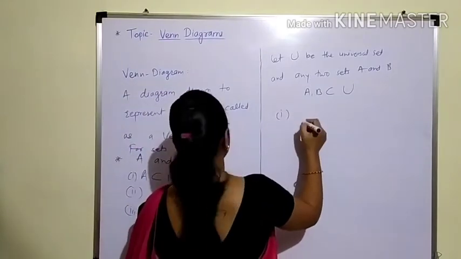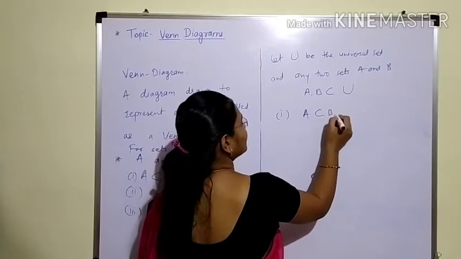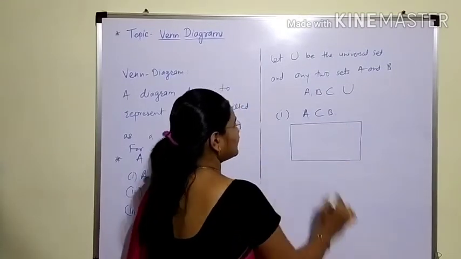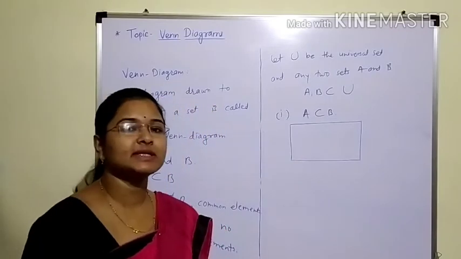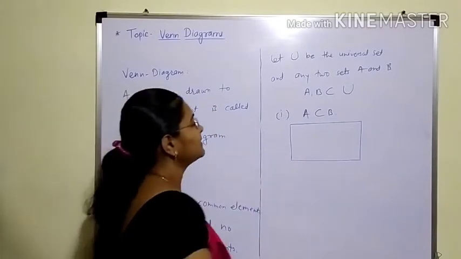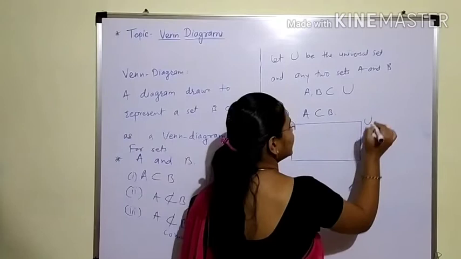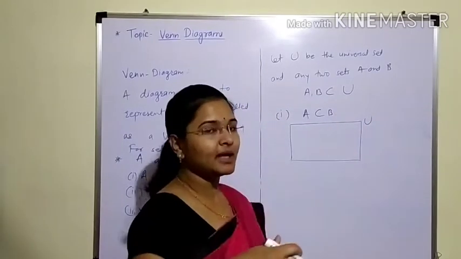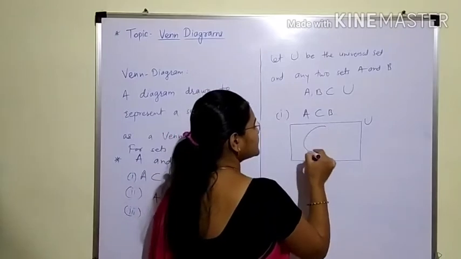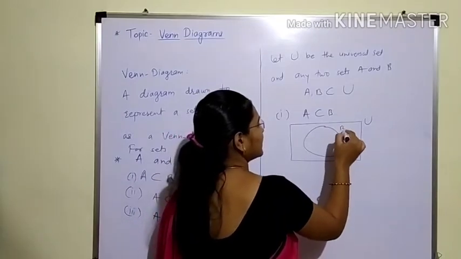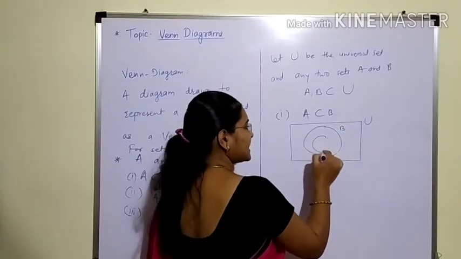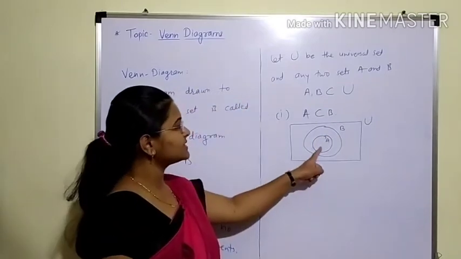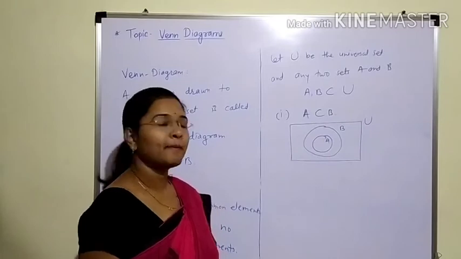First case, when A is a subset of B. These two sets will be represented using a Venn diagram. This is the universal set. A is a subset of B means A is contained in B. So we can draw set B and set A inside B. Getting? So this is your set A and this will be your set B.